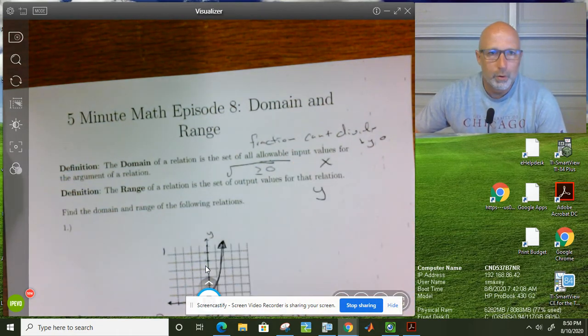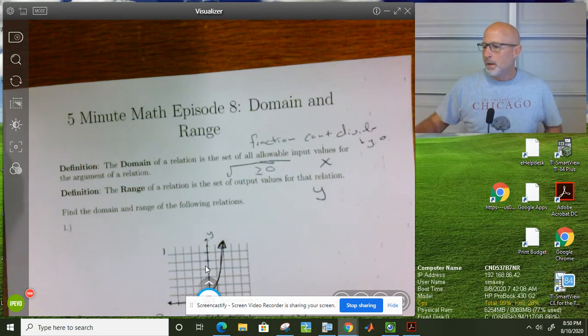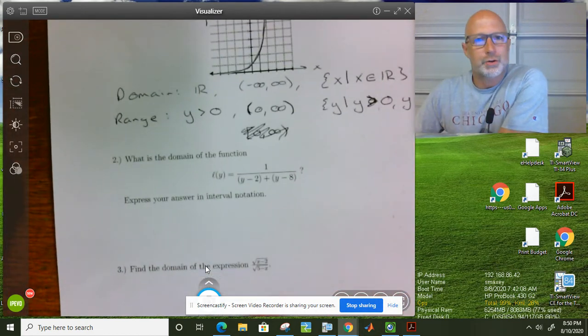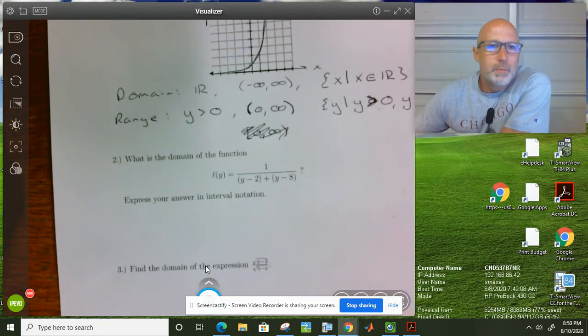You can't take the square root of a negative number and have it be real. So let's go down here. Now, this one's kind of tricky, okay? So what is the domain of this function?